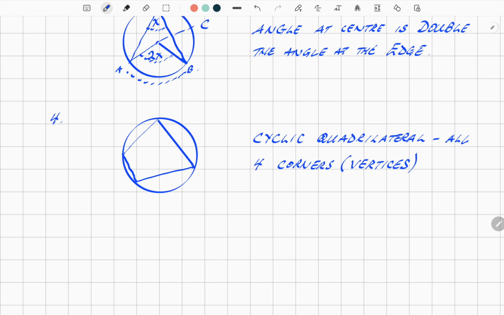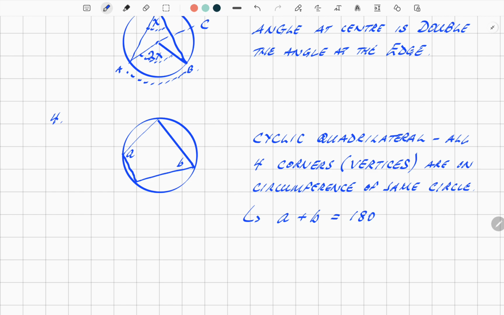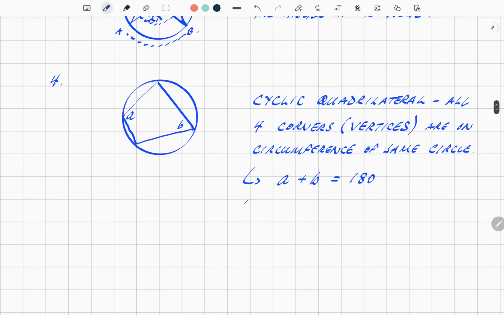So a cyclic quadrilateral is where all 4 corners, i.e. the vertices, are on the circumference of the same circle, as in the diagram. The special relationship here is that if we call that one A and that angle B, then A plus B equals 180. The opposite angles of a cyclic quadrilateral will add up to 180.